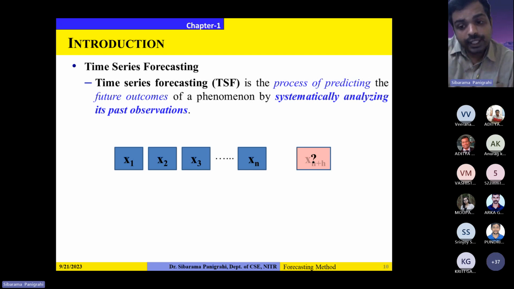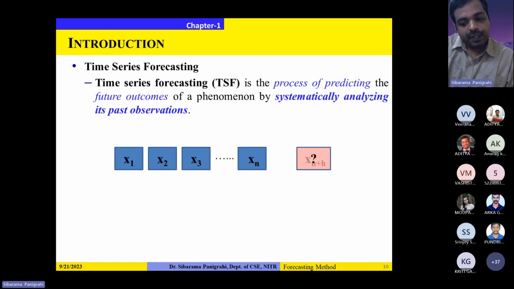But in recursive multi-step ahead forecasting, we repeatedly do one step ahead forecasting. By taking x1 to xn, we predict xn+1. Then by taking x1 to xn+1, we predict xn+2. Then by taking x1 to xn+2, we predict xn+3. Similarly, we can predict xn+5. But the recursive multi-step ahead forecasting methods have the drawback of correlation of errors. If there is an error in the prediction of xn+1, it will affect the prediction of xn+2.